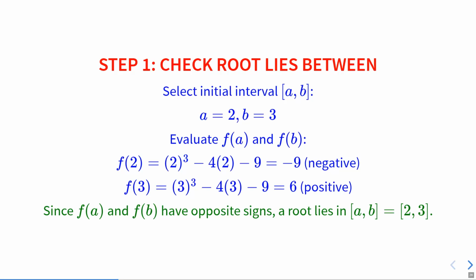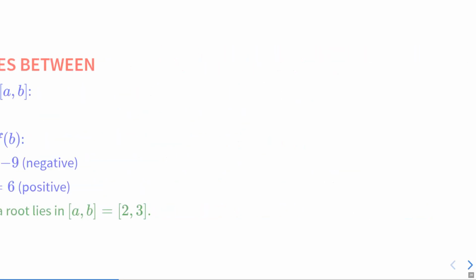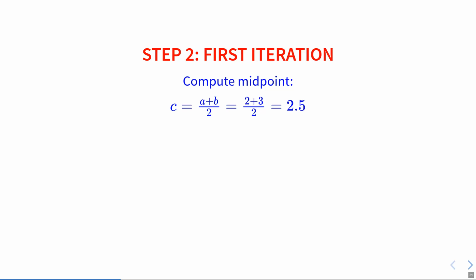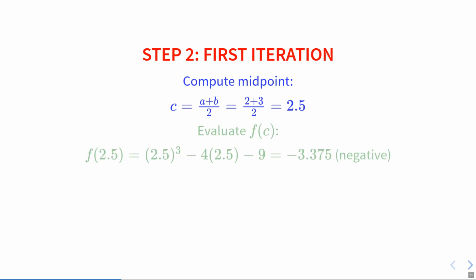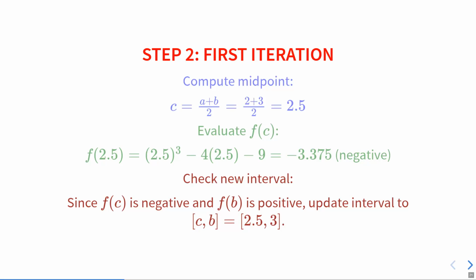So now, after getting that interval, we have to calculate the midpoint. The midpoint is nothing but (a + b)/2, where a is 2 and b is 3, so (2 + 3)/2 is 2.5, and then we have to check f(c). If I plug c equal to 2.5 into that equation, I am getting f(c) as 3 minus 3.375, negative. So since f(c) is negative and f(b) is positive, the updated interval will be c to b, so 2.5 and 3.